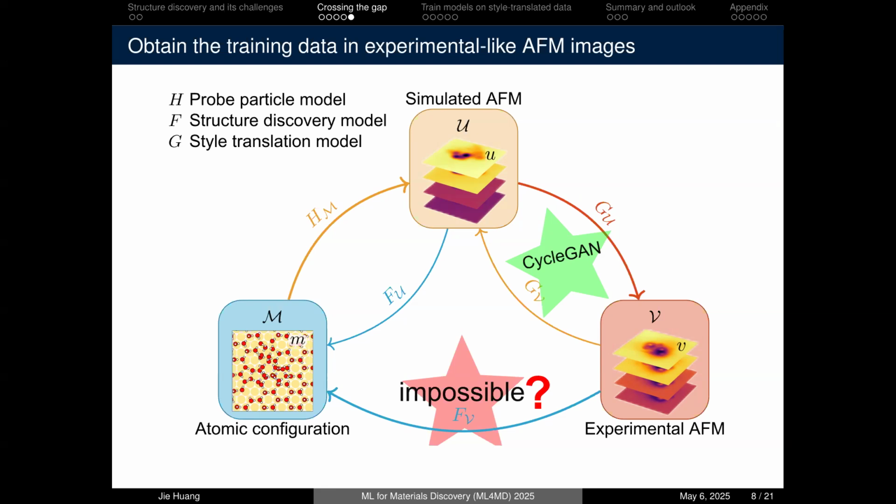Okay, but for that, you still need the experimental AFM images. So in the training phase, we don't need it. But our final goal is, in the testing phase, we feed the experimental images to our model to make it predict. Okay, we can talk later. Thanks.